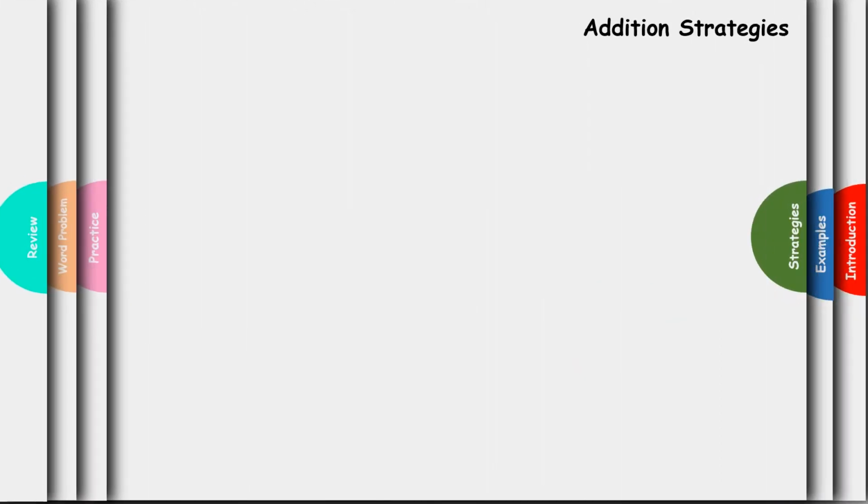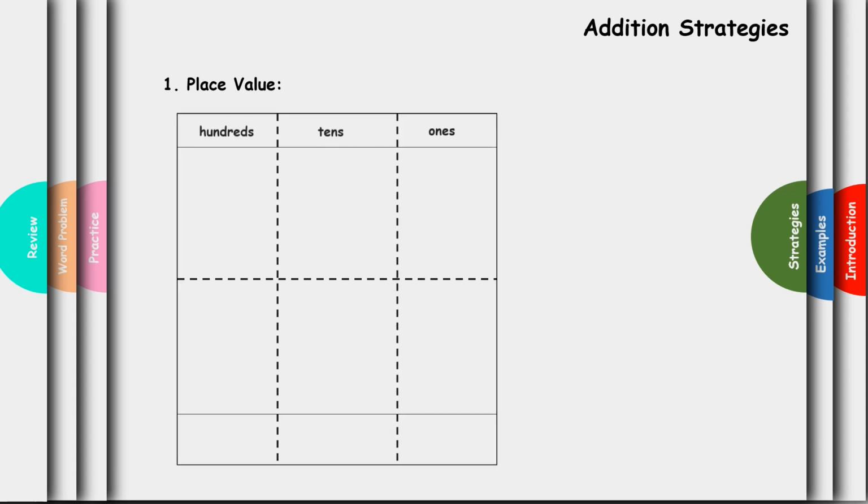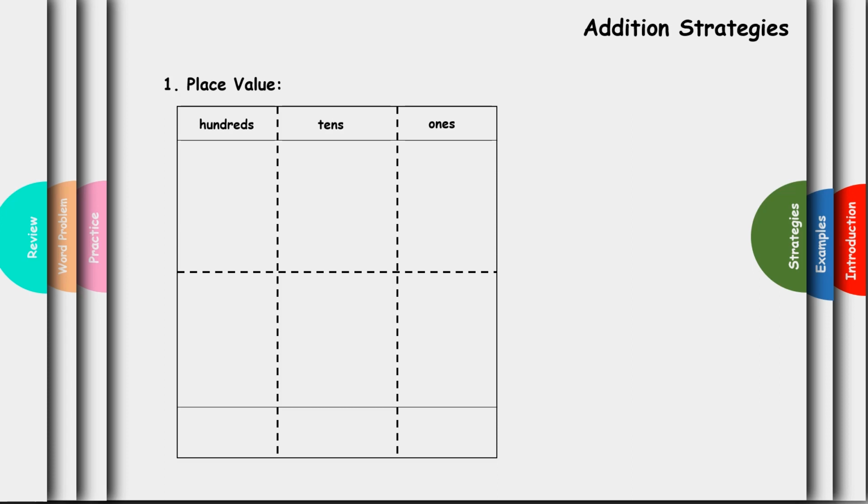There are many strategies in adding numbers, but in this video, I will be showing you 3 strategies. The first strategy is called place value. You will need to draw a simple place value chart like this, with ones, tens, and hundreds columns. Now let's use a number sentence as an example. 122 plus 31 equals blank. So let's assign 122 on the first row and 31 on the second row.